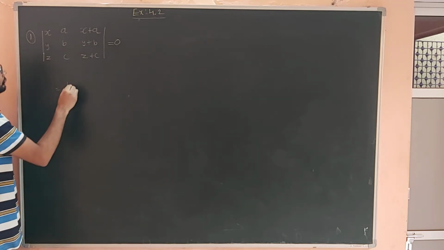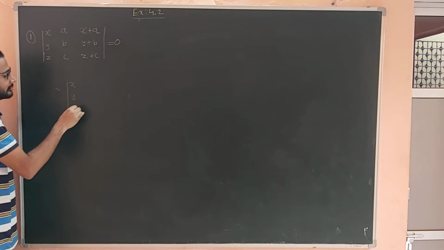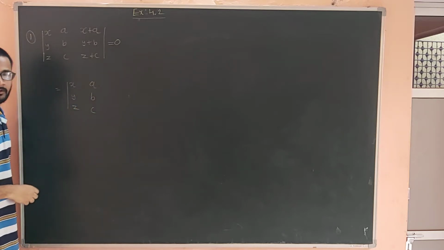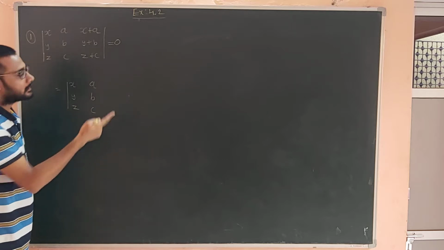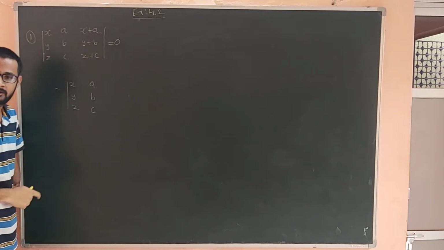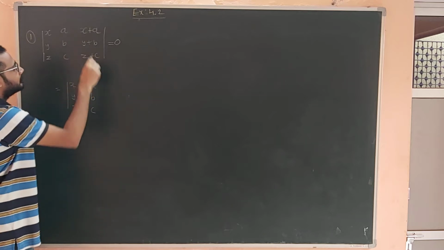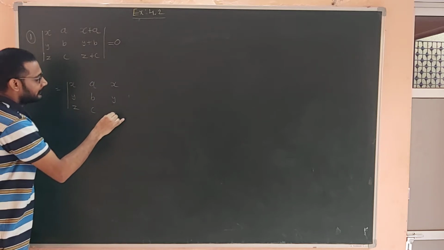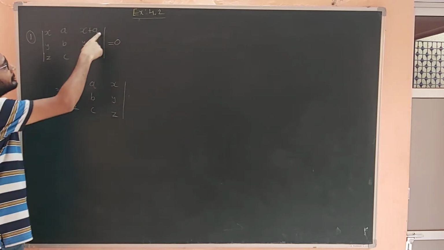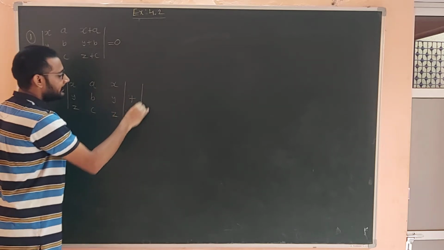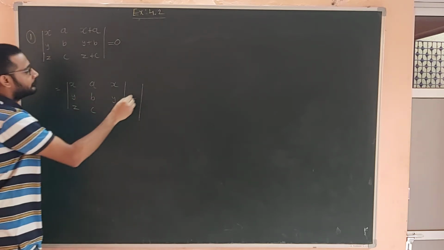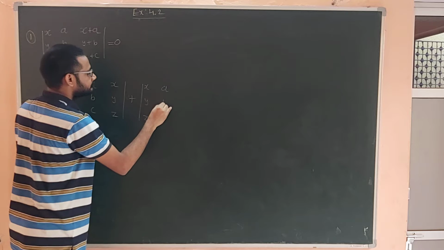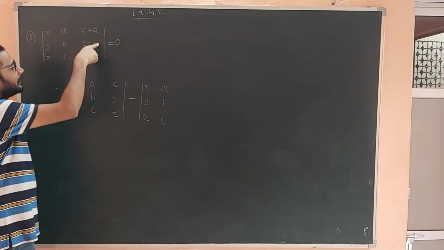So write the first column x, y, and z. Again write the second column a, b, and c. But the third column is a sum of two terms, x plus a, y plus b, and z plus c. So write only the first term: x, y, and z. But what about a, b, c? So make a second determinant. Write the first column x, y, z, second column a, b, c, and third column again a, b, c.